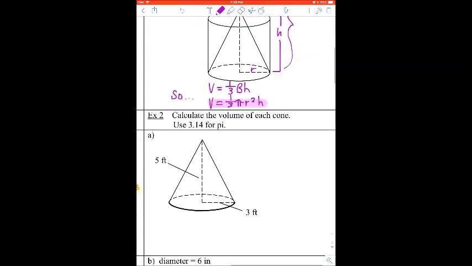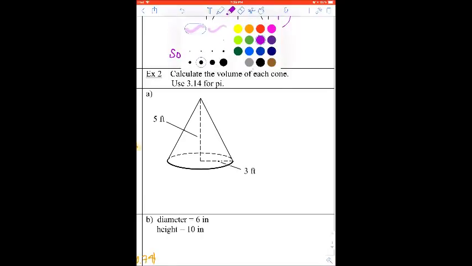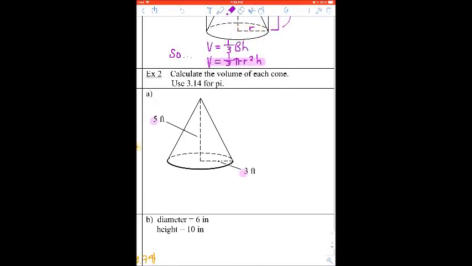So here we're calculating the volume of each cone, and we're going to use 3.14 for pi. Please be sure that you have the values of 5 and 3 in your problem written down, and our 3 is the radius and the 5 is the height, and so we can apply the formula straight away. So the volume for a cone is 1/3 area of the base times height. It's 1/3, if you can imagine 3D, the cone or the cylinder that surrounds that cone.